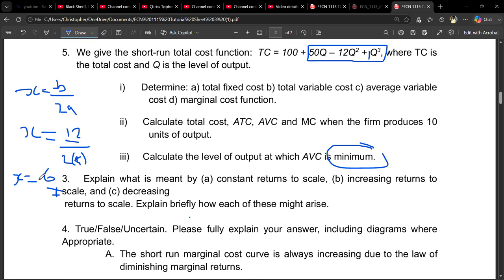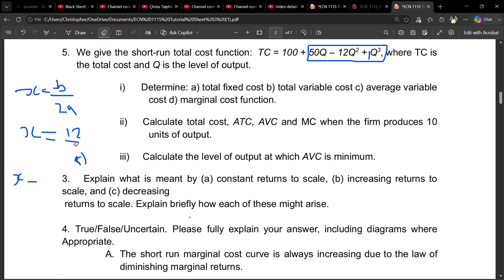So this is x. This is the output that you are looking for, the level of output, which is 6 units. So these units, you just replace here where there's q. You put 6 there. Then you do your calculation. You're going to find the actual average variable cost. Okay, I hope that is clear and everyone has understood.